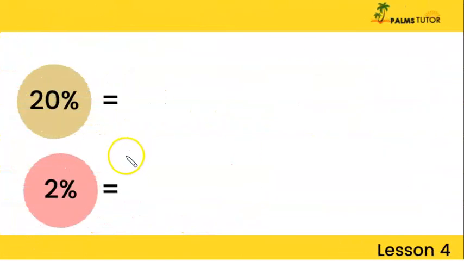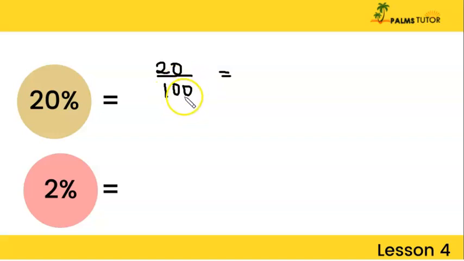First example, 20% to decimals. Now, 20% is written as what? How do we write it? Before we change to decimal, we have to change to fraction. So we have 20 over 100. Oh, this is easy. So we have 20 divided by 100. How do we divide this?